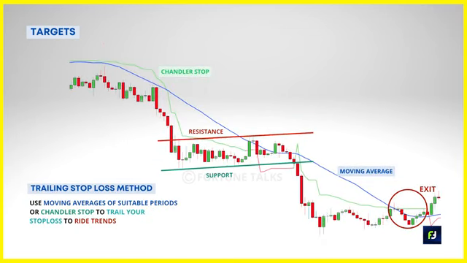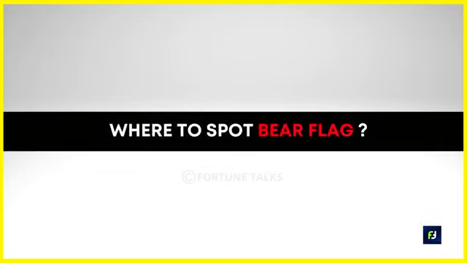For the trailing stop loss method, you can make use of moving averages like the 20 or 50 period moving average depending upon your trading style, or you can use an indicator like Chandelier stop to ride your positions in case of a range breakdown or strong downtrend. Now it is a deadly combination if you make use of both these techniques to exit your winners. Now the most important thing to figure out is where to find these flag patterns.